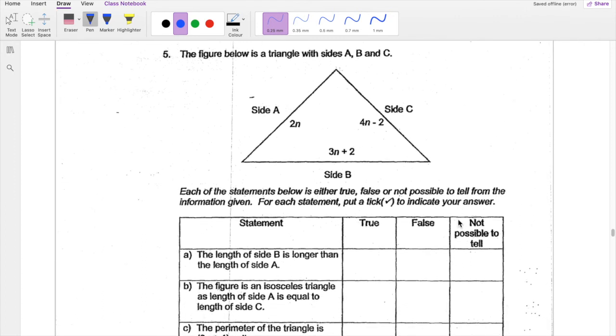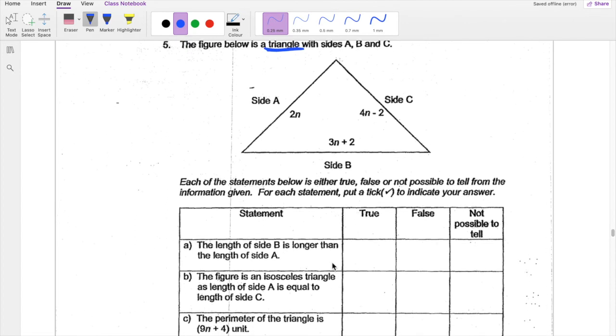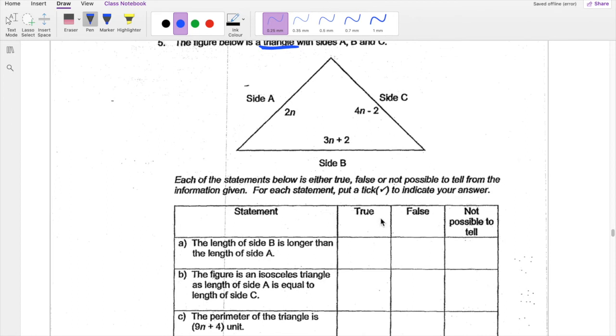Okay, question 5. The figure below is a triangle with sides A, B, and C, right? It's a triangle, so what facts are true? True, false, or not possible to tell. Let's see. The first one says the length of side B is longer than the length of side A, right?